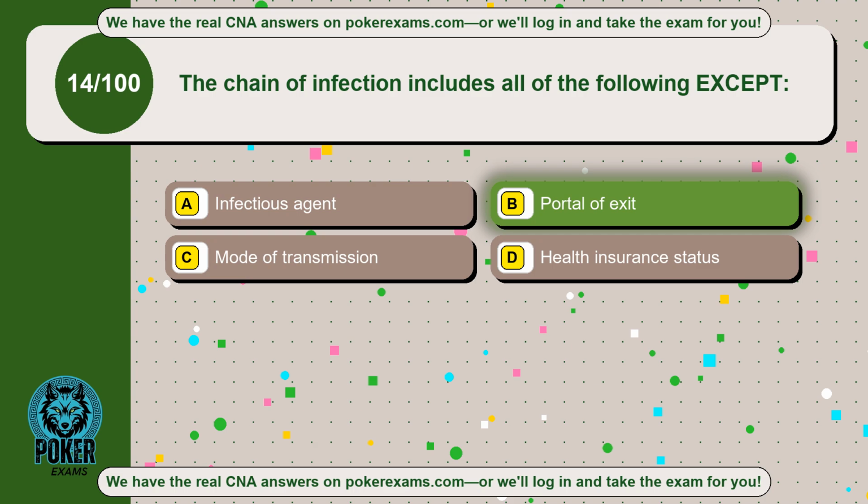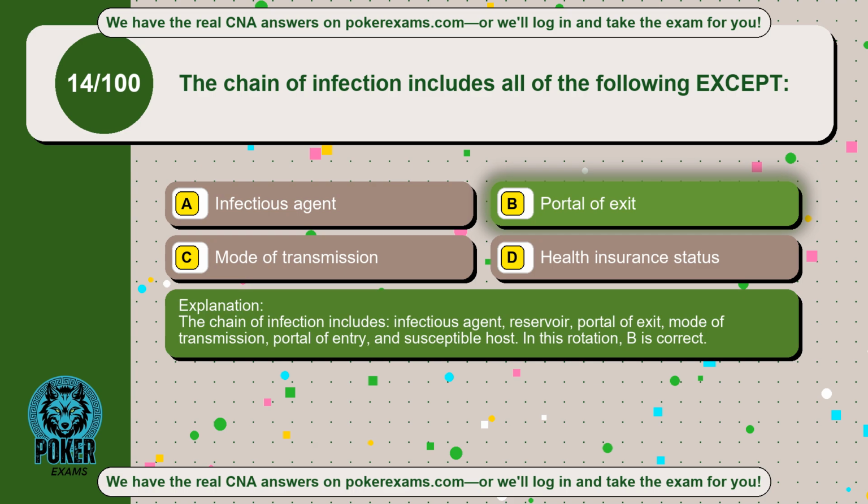Portal of exit. The chain of infection includes infectious agent, reservoir, portal of exit, mode of transmission, portal of entry, and susceptible host. In this rotation, B is correct.